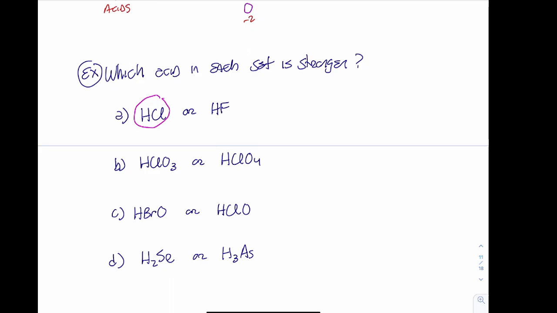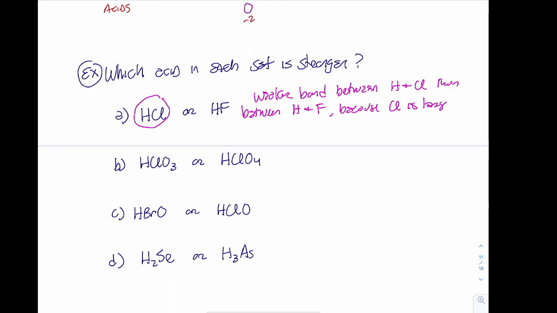This is where we're going to look at the size of A. So I have hydrogen bonded to chlorine. I have hydrogen bonded to fluorine. Chlorine is larger than fluorine is, so that bond is weaker. Remember, valence bond theory tells us that the more mismatched the orbitals that are overlapping to form that bond, the weaker the bond. So weaker bond between hydrogen and chlorine than between hydrogen and fluorine, because chlorine is larger than fluorine. So more mismatched, weaker bond, easier to break it, so easier to ionize, right? The more it ionizes, the stronger the acid.